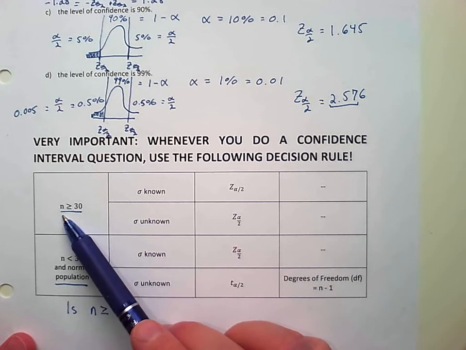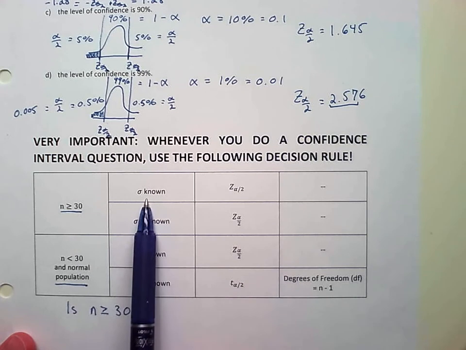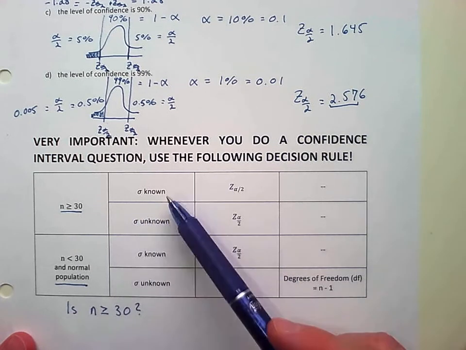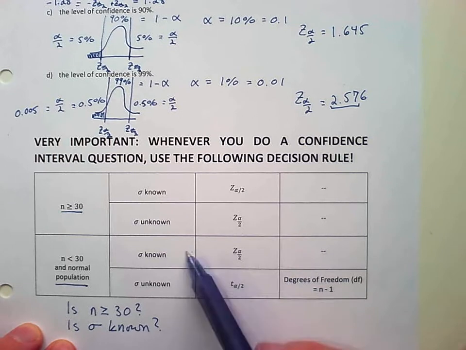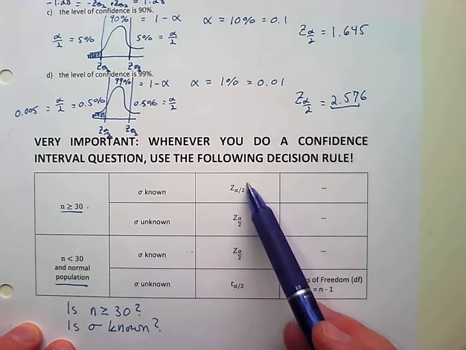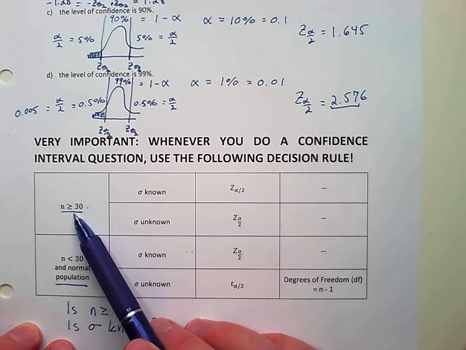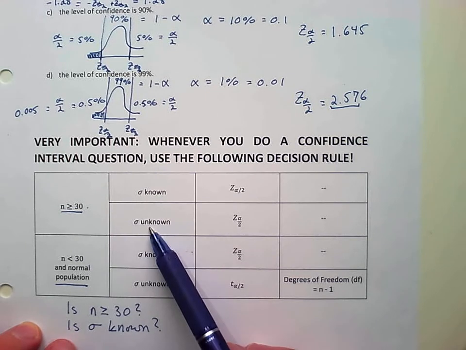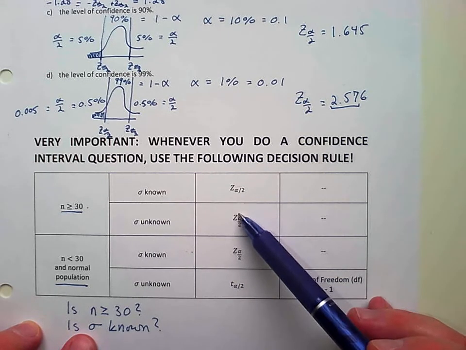Then if we follow it, let's just say that we are greater than or equal to 30. We're going to be up here in the top half. Our second question then is, is sigma known? If we answer yes to that question and say sigma is known, then we're going to follow it up here, and we're going to use z sub alpha divided by 2. However, if we say that n is greater than or equal to 30, but sigma is not known, so we answer yes to the first question but no to the second question down here, then it's also telling us that we're going to use z sub alpha divided by 2.